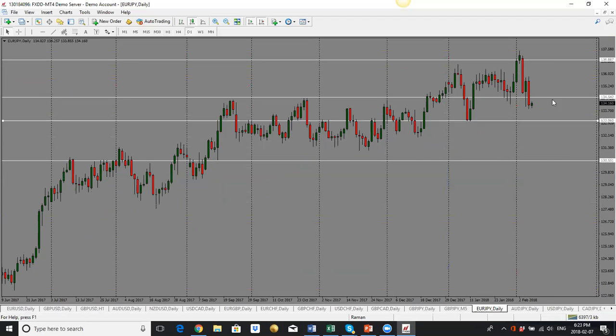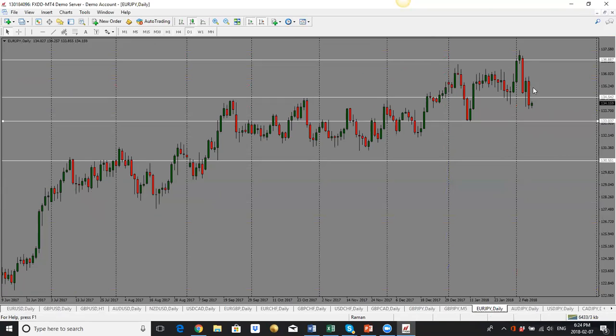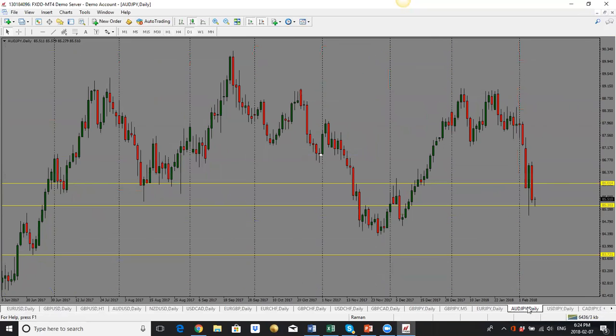So bias is to the downside. Euro yen bias is to the downside as well. We have a nice bearish candle closed almost at the bottom here. So in this case, I would be looking for price to push up a bit like that and then drop. So in this case, target would be 133.00. And here we are. So the pullback that I'm looking for will be back into this pivot point and then looking for a further drop. So the bias is to the downside.